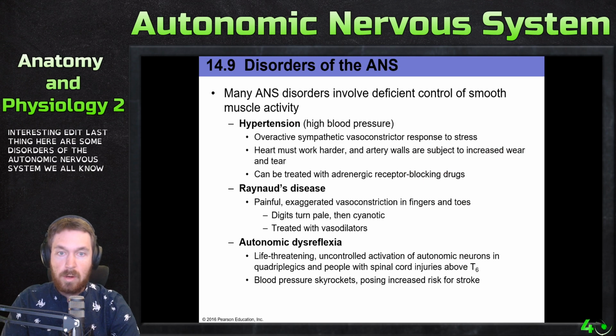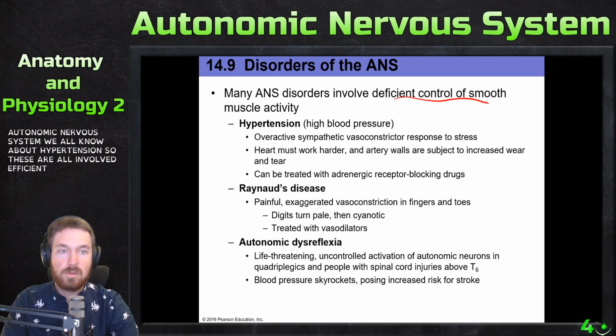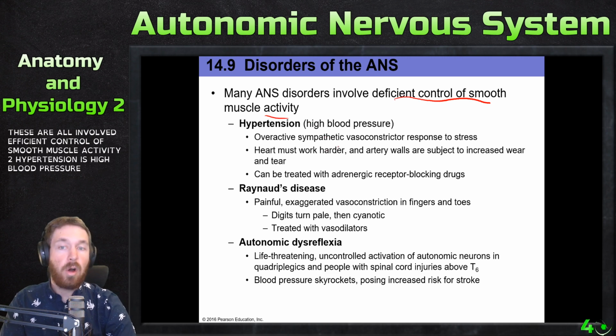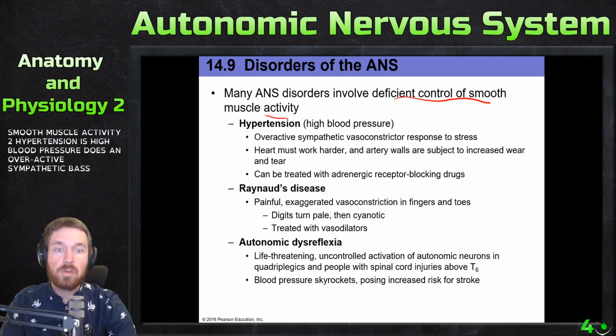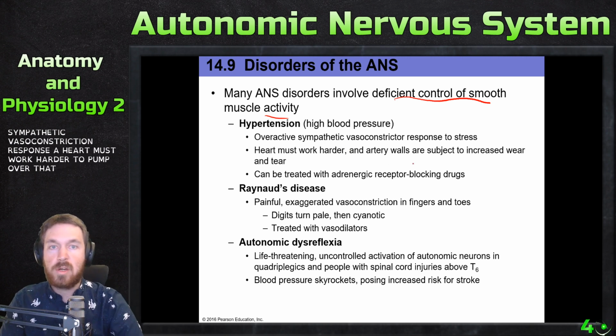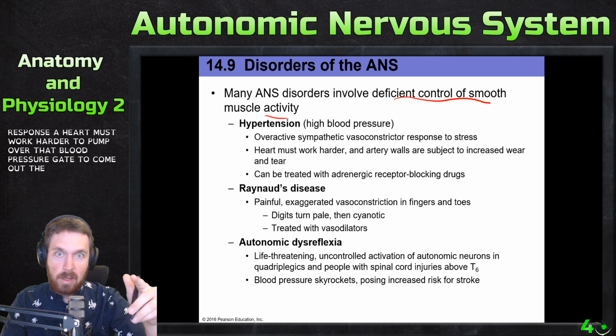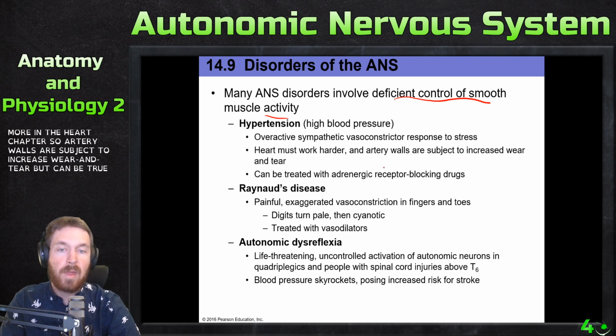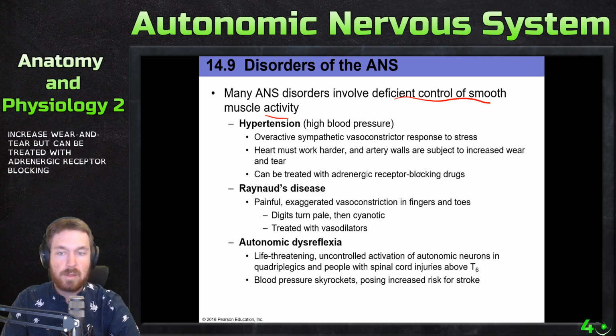We all know about hypertension. So these all involve deficient control of smooth muscle activity. So hypertension is high blood pressure. This is an overactive sympathetic vasoconstriction response. So the heart must work harder to pump over that blood pressure gate to come out the aortic valve. We're going to talk about that more in the heart chapters. So artery walls are subject to increased wear and tear, but can be treated with adrenergic receptor blocking drugs.